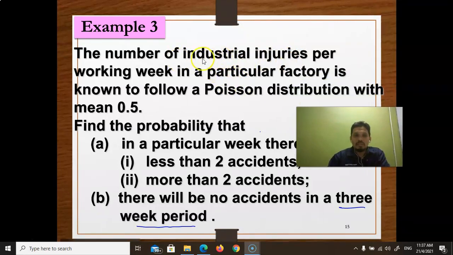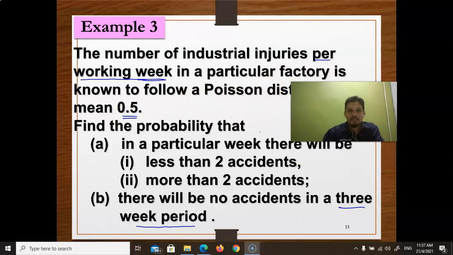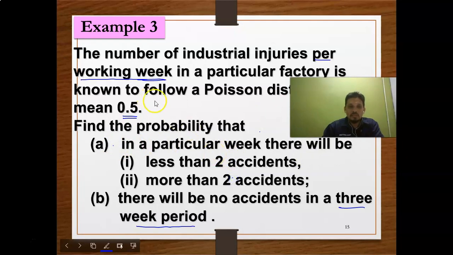From the question, the number of industrial injuries per working week in a particular factory follows a Poisson distribution with a mean of 0.5. For question A, we use lambda as 0.5. But for question B, because this 0.5 is per working week, in 1 week, and question B is for 3 weeks, there is a change in the value of lambda. So 3 multiplied by 0.5 is 1.5, the new lambda, which is not the lambda from the beginning. Let's try.